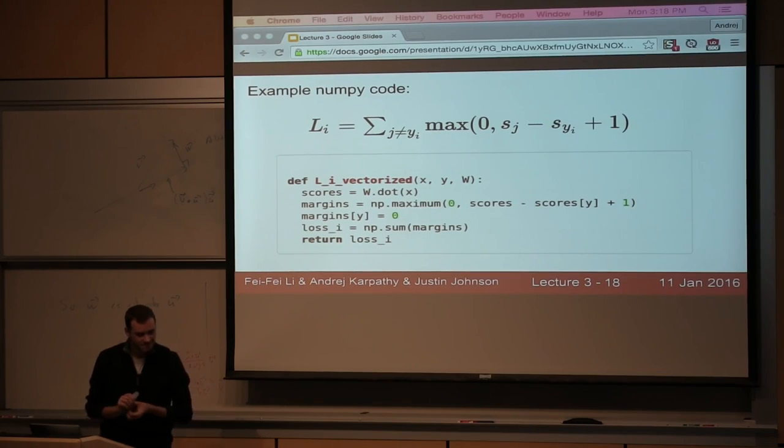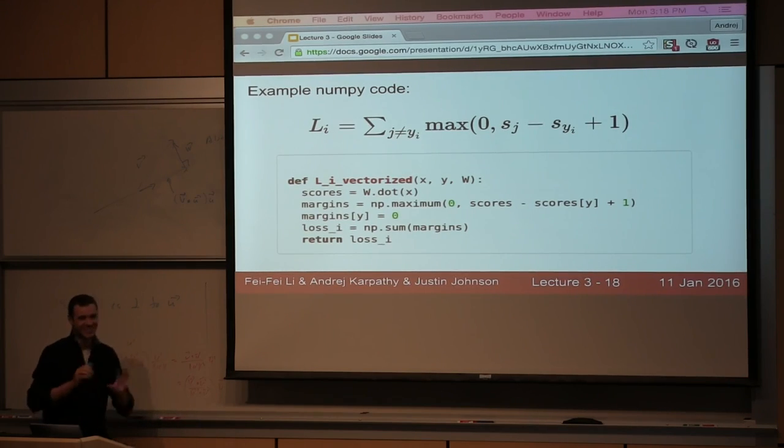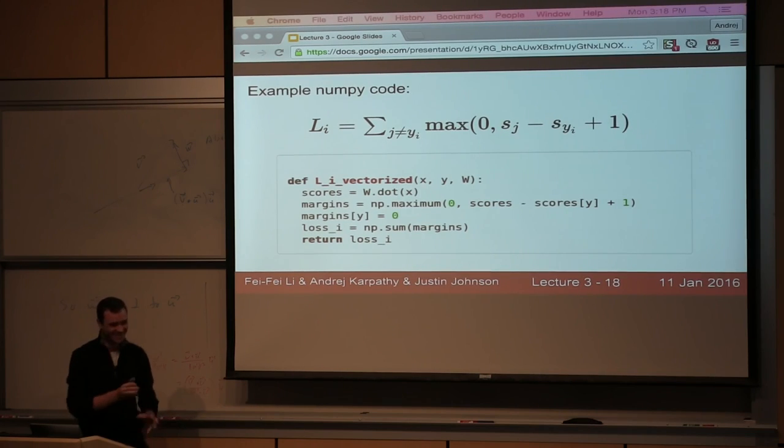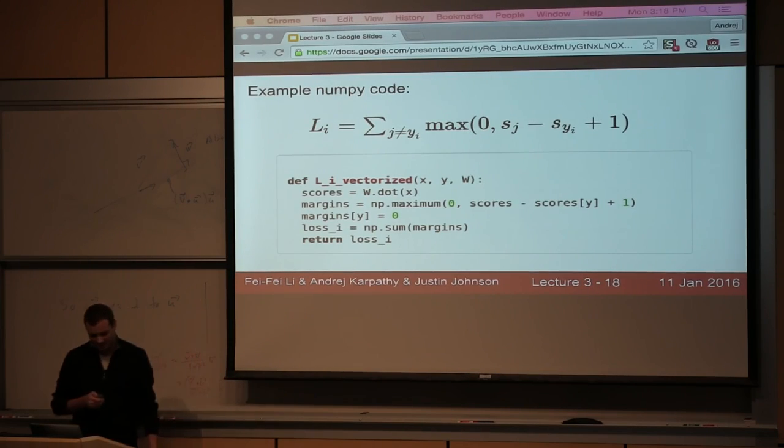Sorry? Couldn't you just subtract 1 at the end? Yes, I suppose you could subtract 1 at the end as well. Very slightly faster cache-wise. That's right. So we can optimize this if we want, but we're not going to think about this too much. If you do in your assignment, that's very welcome for extra bonus points. And then we're summing up these margins, and so we get a loss in the end. Okay.